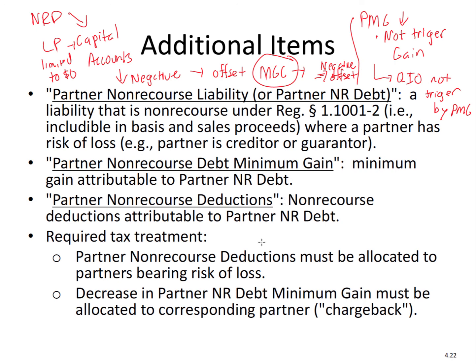And then required tax treatment. The partner's non-recourse deductions must be allocated to the partner bearing the risk of loss. And then a decrease in the partner non-recourse debt minimum gain must be allocated to the corresponding partner. This is the chargeback. So the idea here is that certain partners can't get other partners' non-recourse deductions. And then again, following the strict rules, the partner that was allocated the non-recourse deductions must get that portion of gain when it comes to chargeback. All right, so this concludes our discussion of allocations that are related to non-recourse deductions.